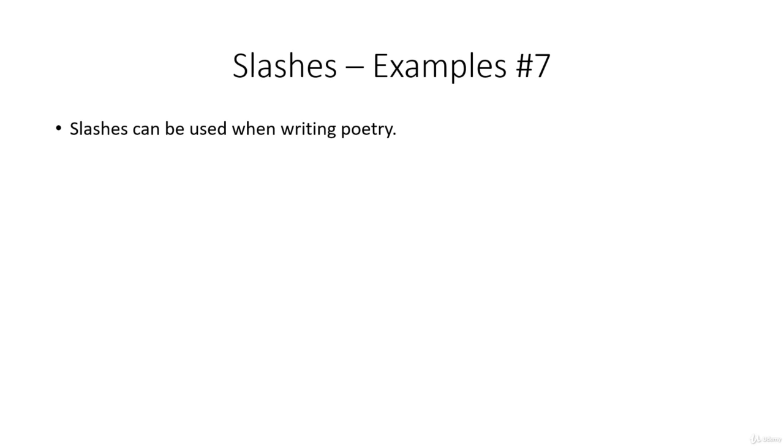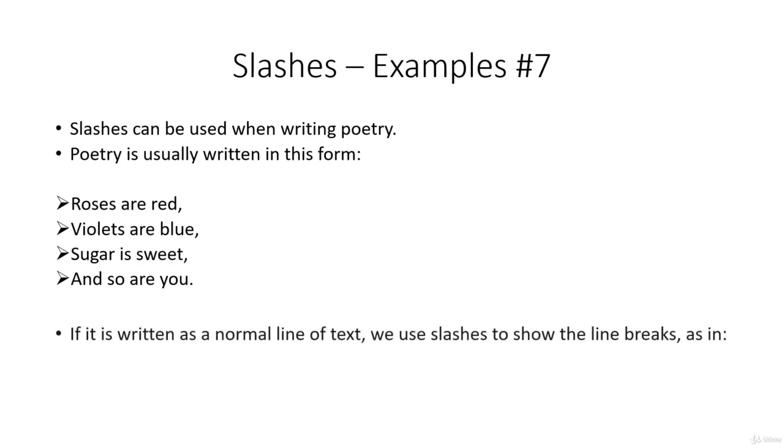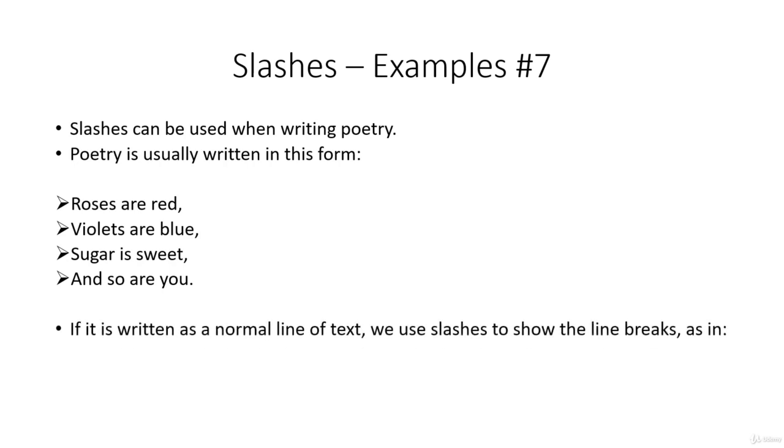The last place where we commonly use slashes is when we're writing poetry. So the normal written form for poetry looks something like this. Roses are red, violets are blue, sugar is sweet, and so are you. We have one part per line, written in quite a narrow form, but we might want to save a bit of space and write the whole thing as a normal line of text, and we would use slashes here to show the line breaks.